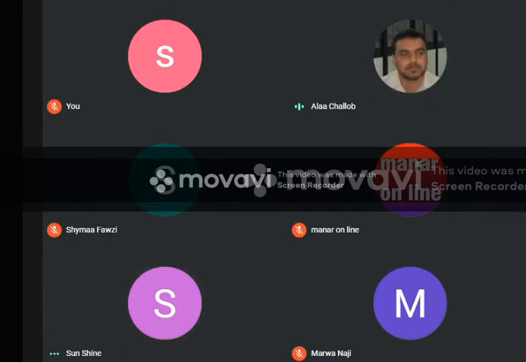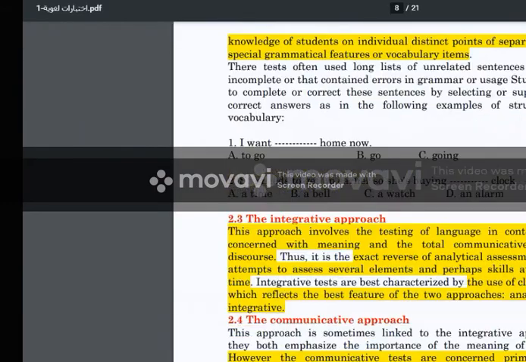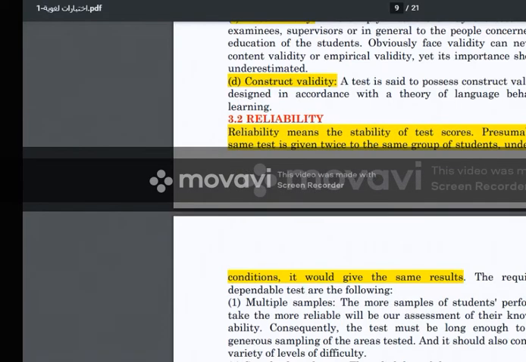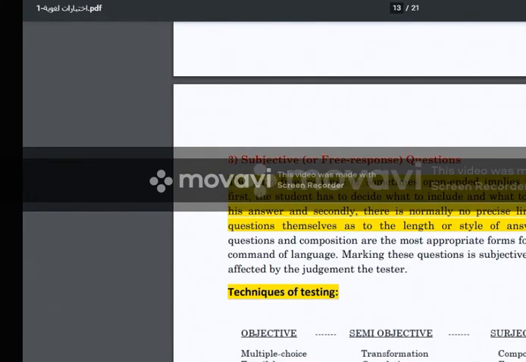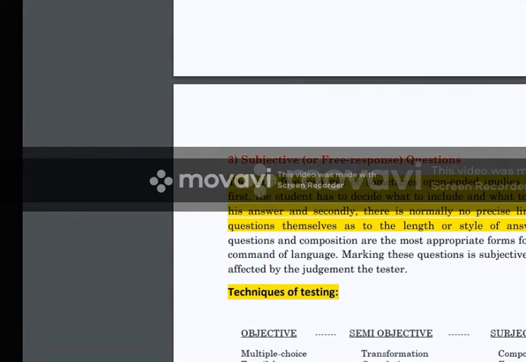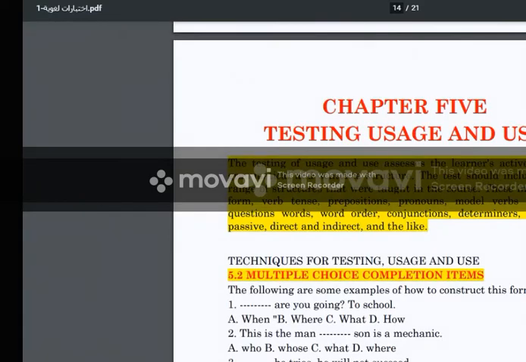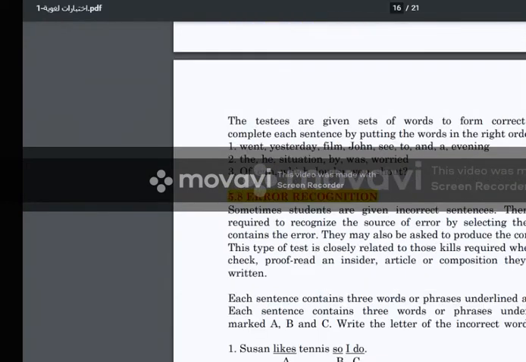Just pay attention to me, please, students. A closed testing procedure is a text in which every nth word should be deleted.